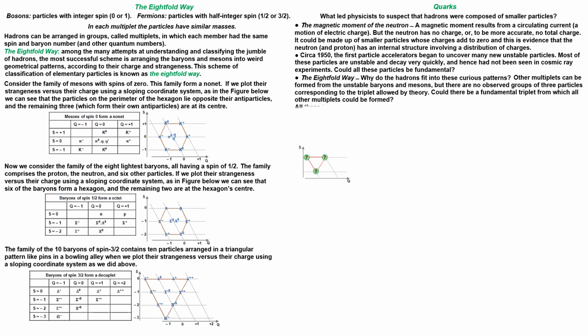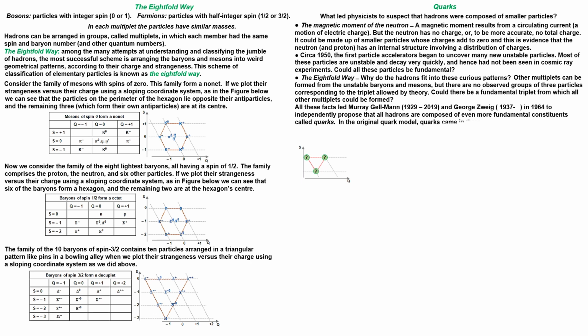All these facts led Murray Gell-Mann and George Zweig in 1964 to independently propose that all hadrons are composed of even more fundamental constituents called quarks. In the original quark model, quarks came in 3 types or flavors, and they were named up, down, and strange. These quarks made up a triangular eightfold way pattern.